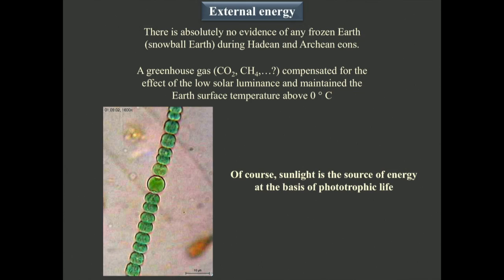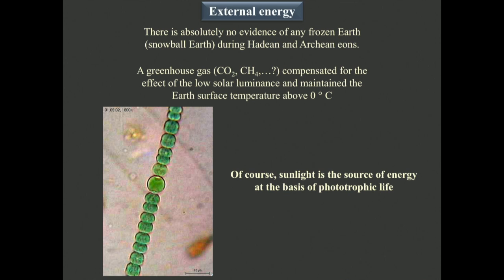And of course, sunlight is necessary for photosynthetic beings, such as cyanobacteria and so on. So we have, in fact, two sources of energy on Earth. One is the internal energy that creates the hydrothermalism and so on, which is more favorable for chemotrophic life, while the other source of energy is more favorable for phototrophic life.